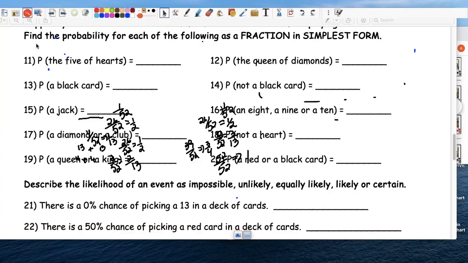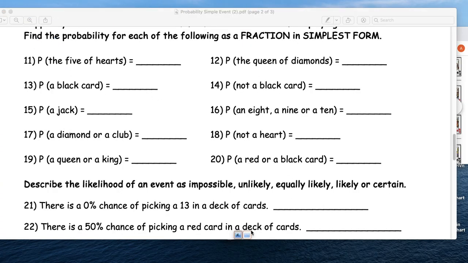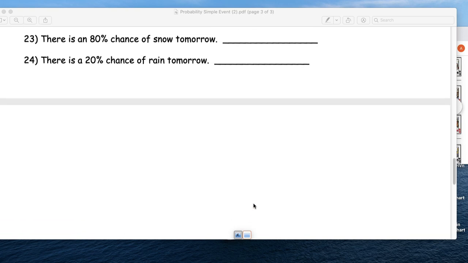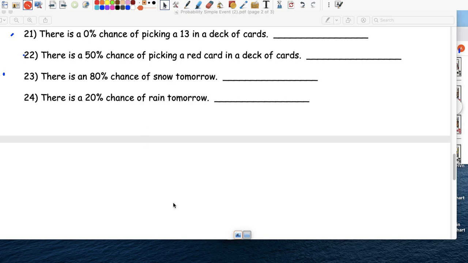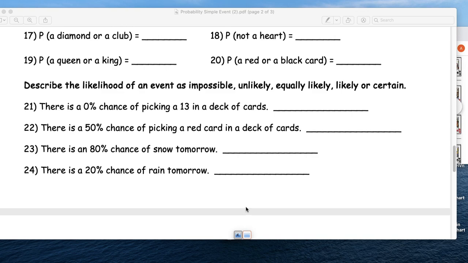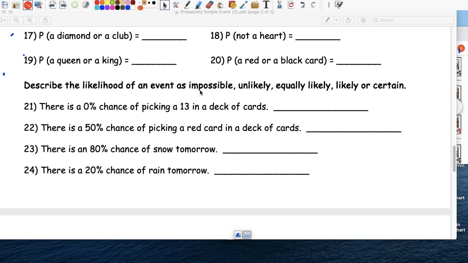So here we go. And that is the last section. We want to use the words impossible, unlikely, as likely as not, likely, and certain. There's a 0% chance of picking a 13 in the deck of cards. So 0% chance would be impossible. There's a 50% chance of picking a red card in the deck of cards. That's true, so that is as likely as not.